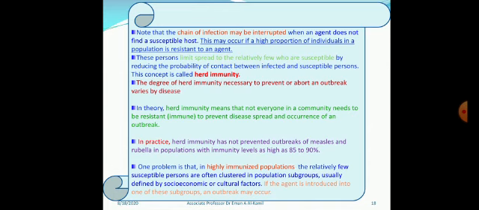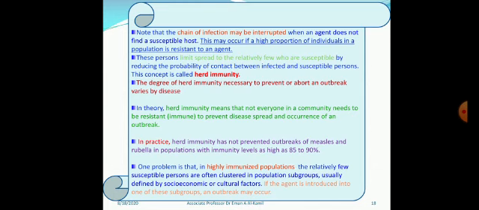In practice, herd immunity has not prevented outbreaks of measles. That is not always the case. For example, in measles, herd immunity did not prevent the outbreak of measles and rubella in a population with immunity levels as high as 85 to 90%. So it is important to immunize children against this infection because of the high virulence and the high pathogenicity, and otherwise it will not develop herd immunity to protect other susceptible children.